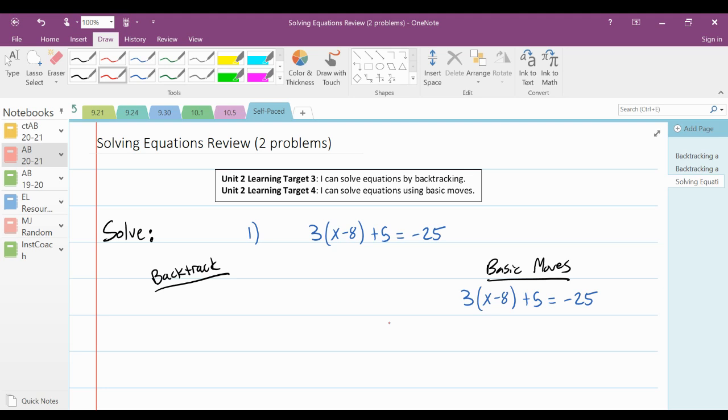We are going to review solving equations two different ways, and we are going to solve two separate equations. At this point, make sure you pause and copy down this first equation. We are going to solve it by backtracking and then by basic moves. Go ahead and copy this down, and pause the video to give yourself some time. All right, first we're going to solve this by backtracking.